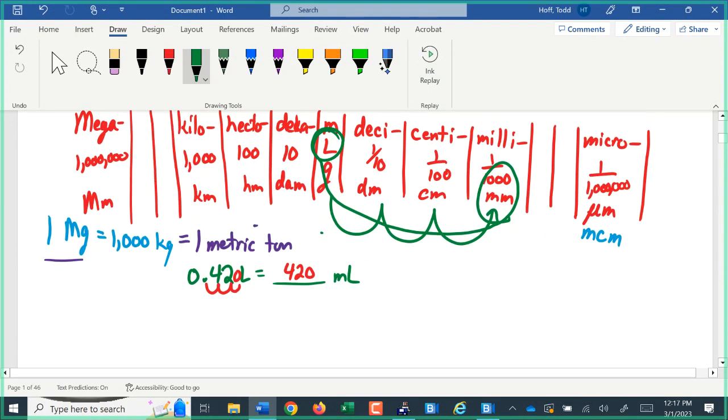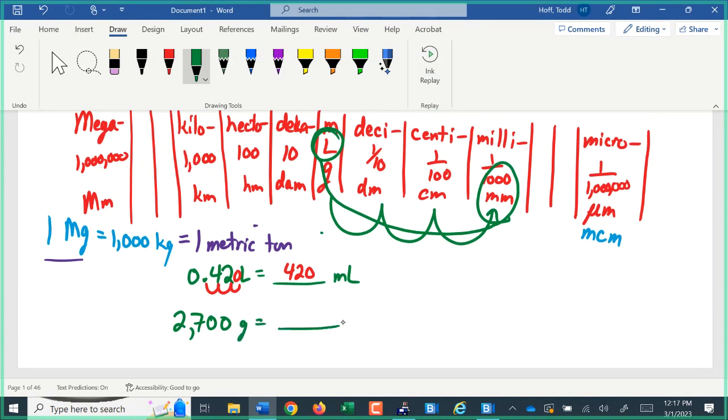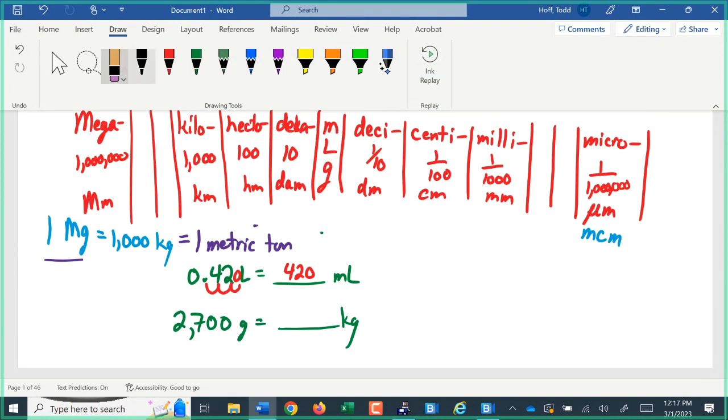Or I might have 27,000 grams, and I want to know how many kilograms that is. Well, going from grams to kilograms, that's 1, 2, 3 spots to the left. So my decimal point starts there, and I have to go 1, 2, 3 spots to the left. 2.7 kilograms.